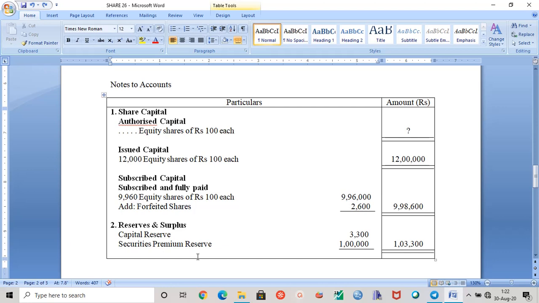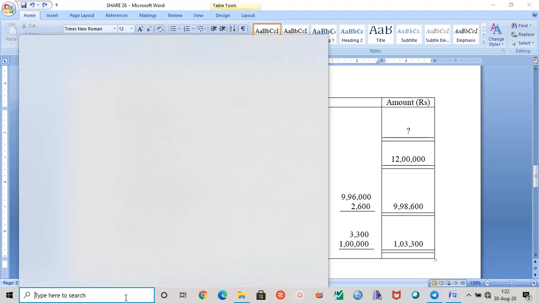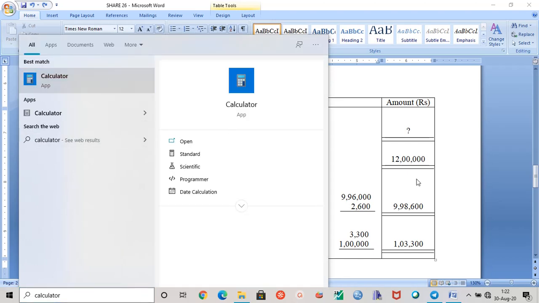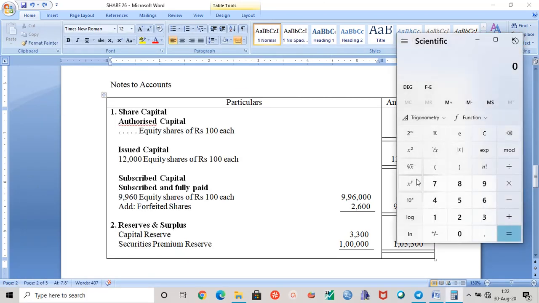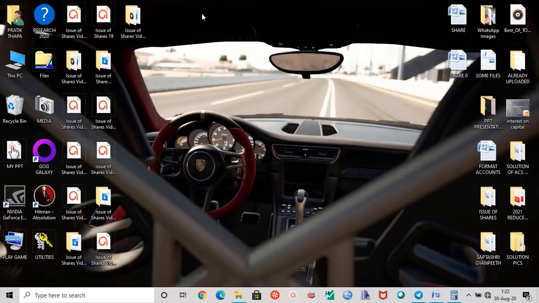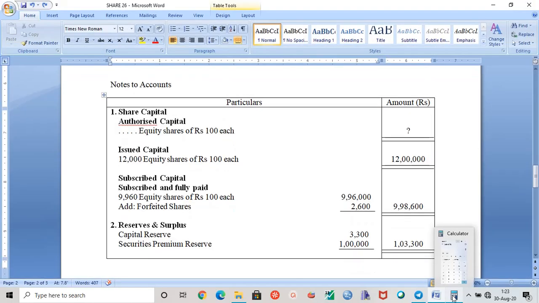So what is the problem here? What is happening? Let me take you to this calculator. Now let me show you this thing. What happened? Maybe because of many things loaded here, this machine is running very slow.